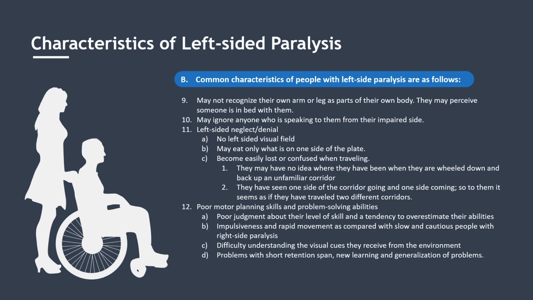Poor motor planning skills and problem-solving abilities. Poor judgment about their level of skill and a tendency to overestimate their abilities. Impulsiveness and rapid movement as compared with slow and cautious people with right-sided paralysis. Difficulty understanding the visual cues they receive from the environment. Problems with short attention spans. Difficulty with new learning and generalization of problems.